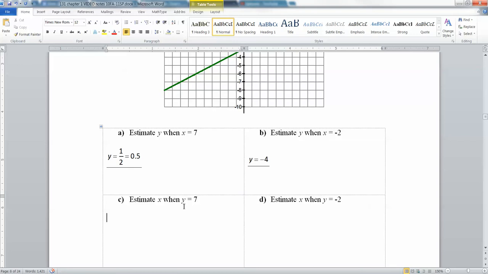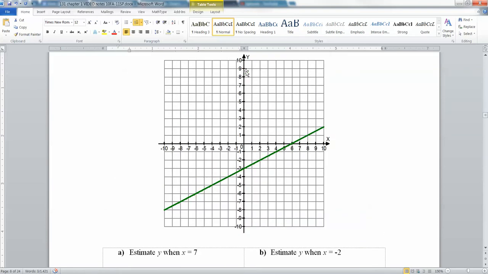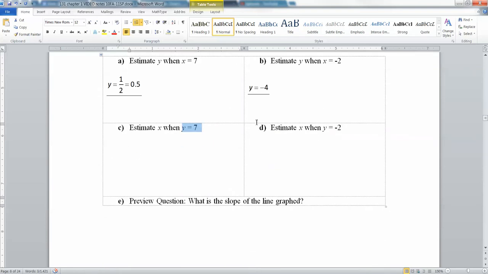All right, now C looks almost the same as A, so you're thinking, well, how is that any different? But I switched the letters. So this time I'm saying find X when Y is 7. So instead of going over to the 7 to the right, you're going to go up 7, right? And you're going to realize, that's a trick question. It doesn't give me that info. And you'd be right.